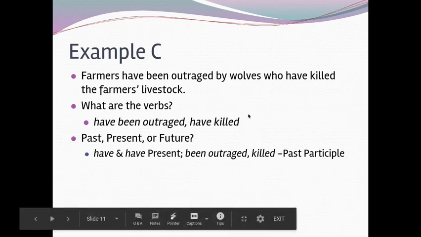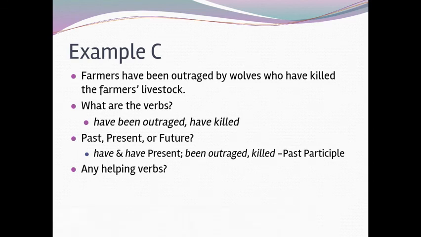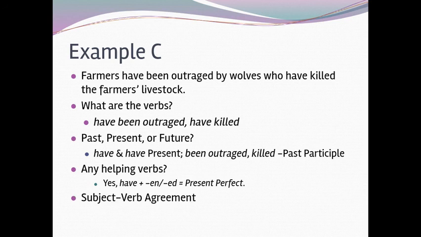That's helpful to know, because the next thing we want to figure out is what tense are we looking at? We know it's present. We know it's helping verb and past participle. Well, the helping verb tells us it's not simple. There's no ing, so it's not progressive. Have or had plus ed or en, that's going to be perfect. So we have present perfect for both of them.